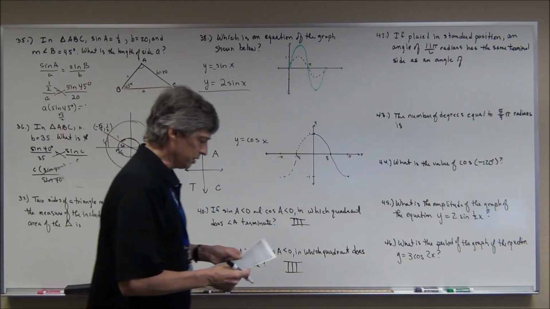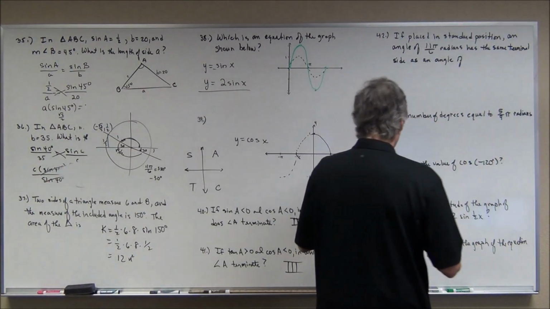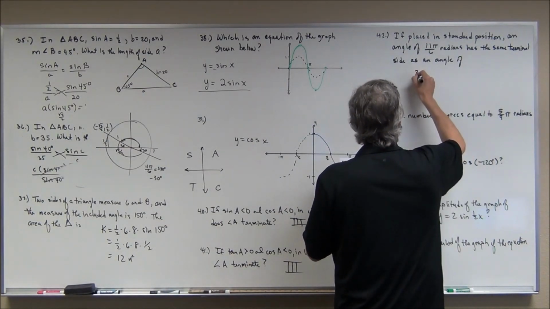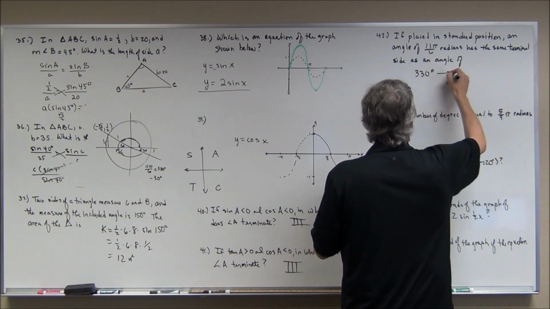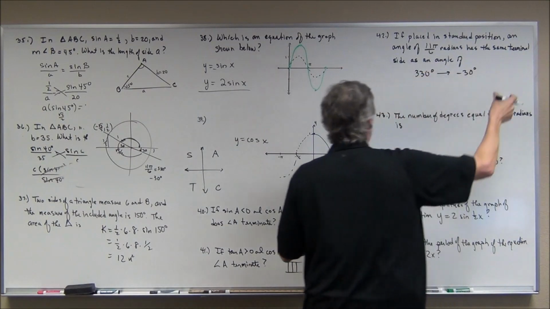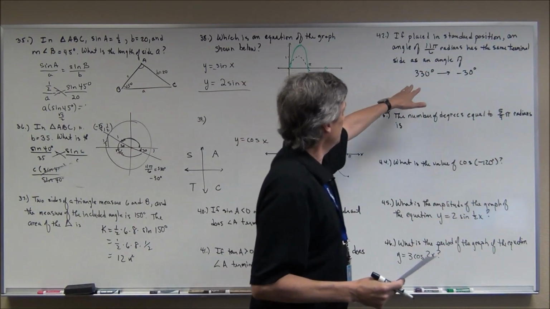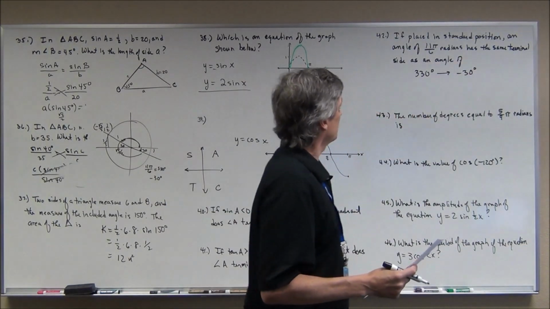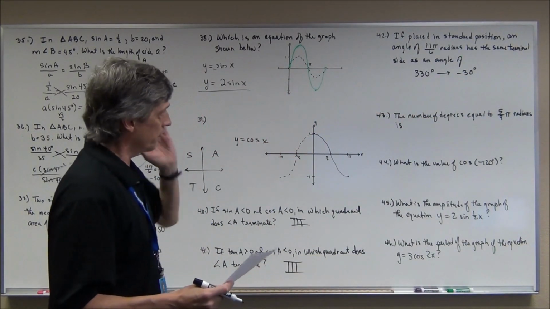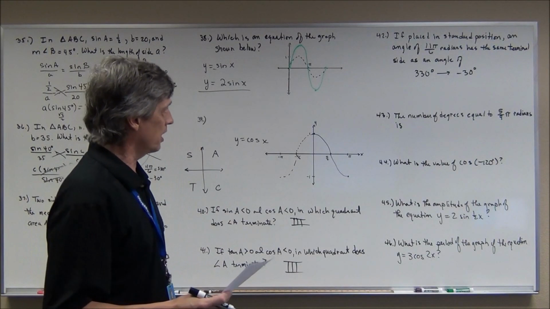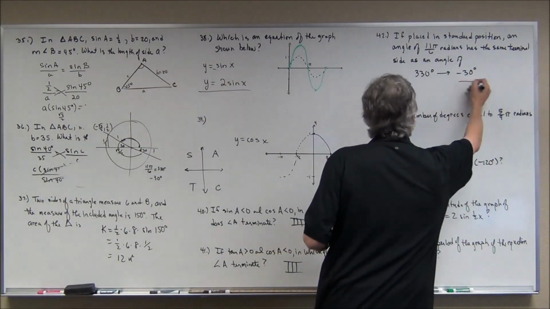Now what are my choices here? Well, answer C. It's negative 30 degrees because 330 degrees and negative 30 degrees, although they are different angles, one's positive, one's negative, in standard position they are coterminal, and therefore their sines, their cosines, their tangents, everything are the same. They have the same terminal side. So your answer is negative 30 degrees.